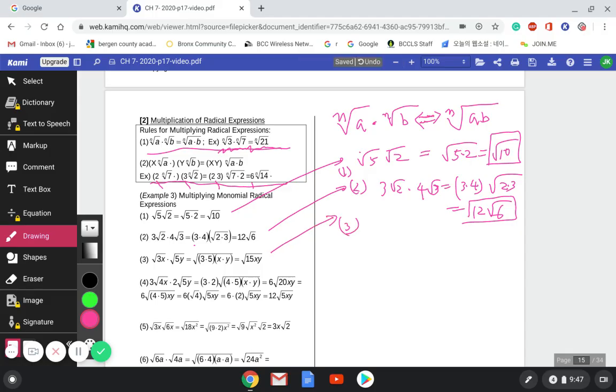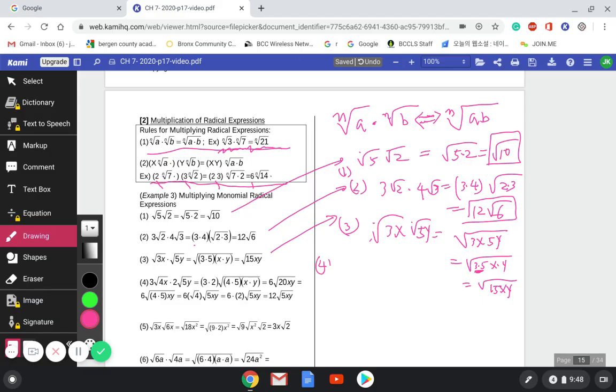Now, number 3, if you have square root of 3x with the square root of 5y, because they have the same index, you can combine them, 3x, 5y, and combine the numbers together, 3 and 5 and x and y, and end up with a square root of 15xy. Because whenever you have a number next to each other, it's a multiplication.